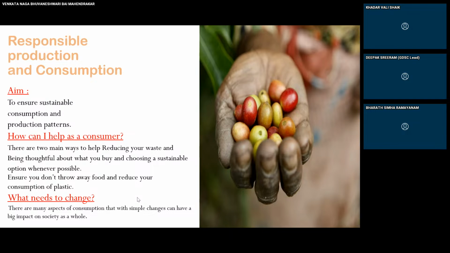There are two main ways to help reduce this consumption and production: being thoughtful about what you buy, and choosing a sustainable option whenever possible. So not wasting food and not wasting any kind of things which come naturally. We have a responsibility not to waste any natural resource, to ensure you don't throw away food, and to reduce your consumption of plastic. If you stop using plastic, that will drastically change the world. So this is about how I can help as a consumer. There are some small things that need to be changed that affect the whole society, so we need to change all those aspects.